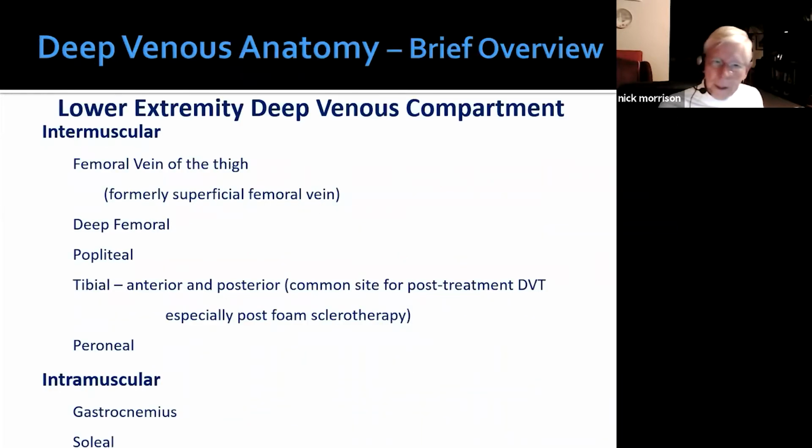The intermuscular compartments include the femoral vein in the thigh, the deep femoral vein, the popliteal, both the anterior and posterior tibials, and the perineals. Those tibial veins are very common sites for post-treatment DVT, especially following foam sclerotherapy. And then we have the intramuscular compartment with the gastrocnemius and the soleal muscles.